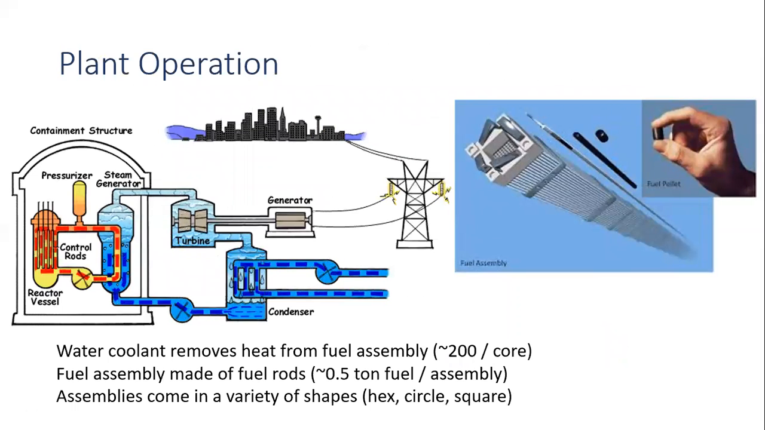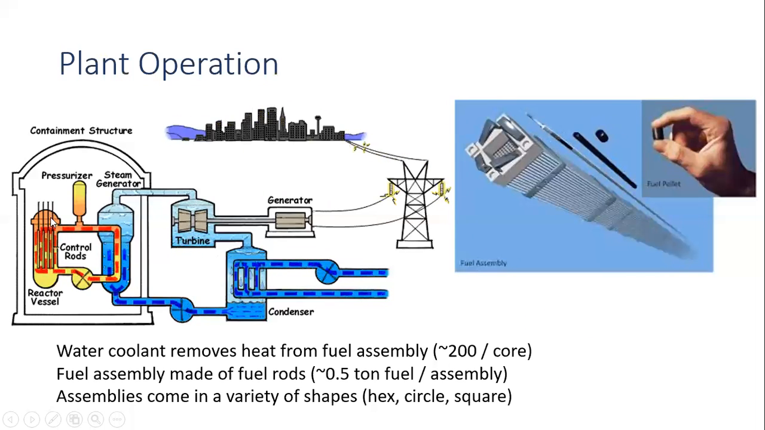This is the plant operation of the nuclear power plant. Observing this diagram, this is the reactor, or containment structure. This is the heart of a nuclear power plant.